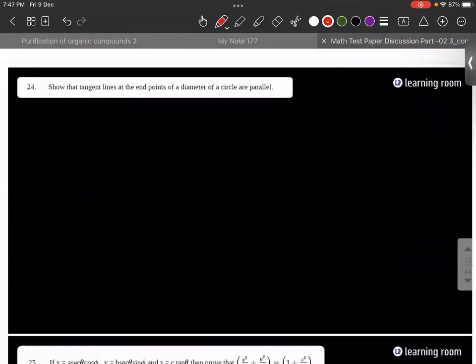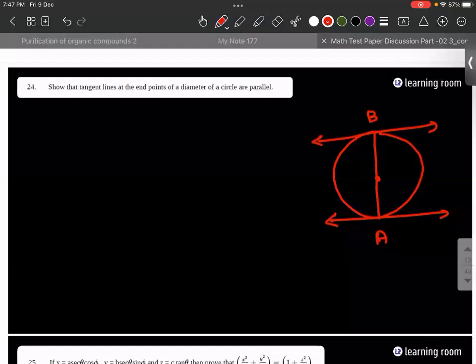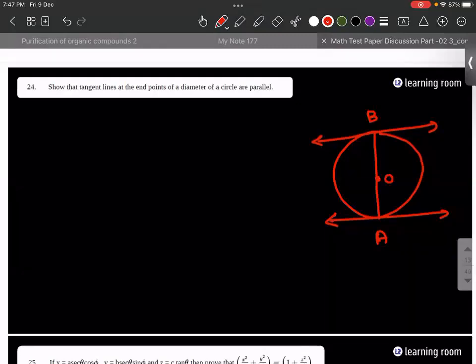Show that the tangent lines at the endpoints of a diameter of a circle are parallel. So how will you prove them? Sir, I took the diameter to be AB. The center to be O. So the top line is EF and the bottom is CD. AB is perpendicular to EF and to CD because the radius is perpendicular to the tangent.